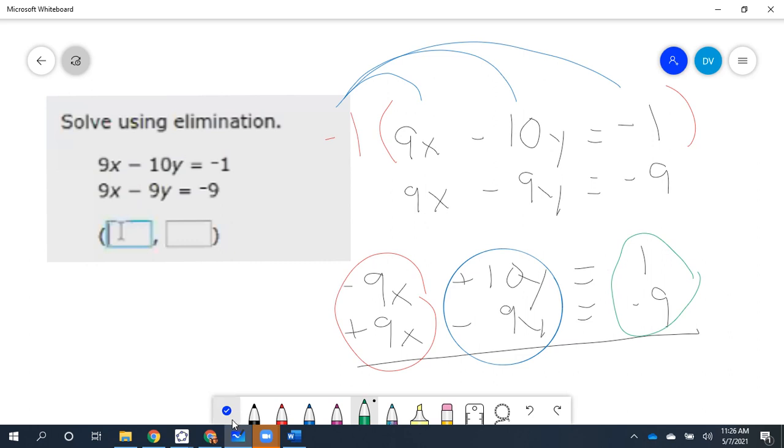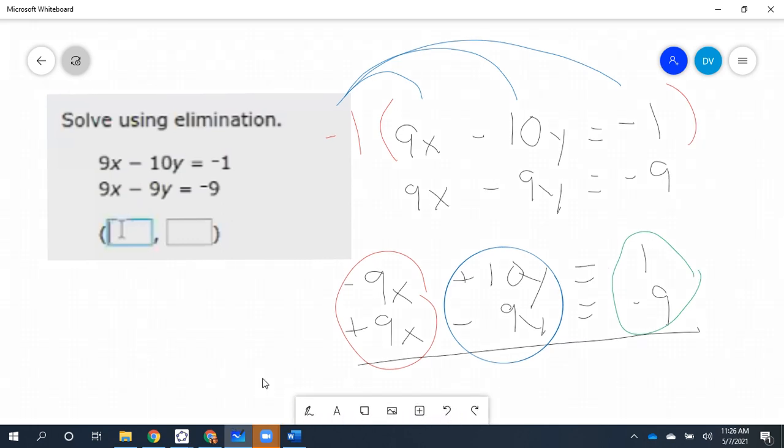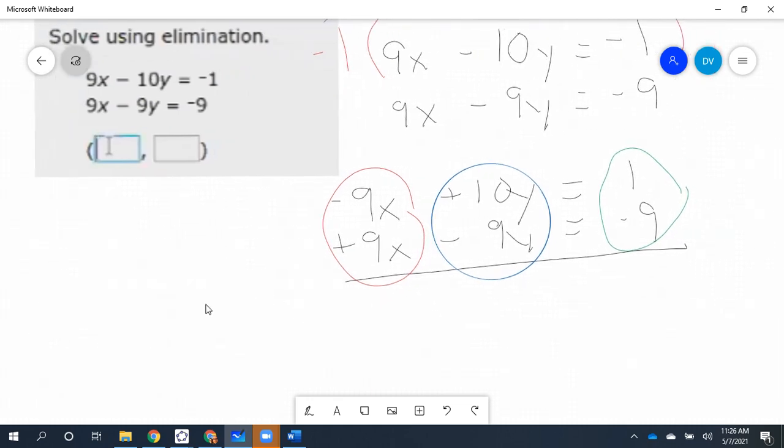Of course, when we add what's in the red circle, a negative 9x and a positive 9x adds up to 0, the easiest number in the world. We don't have to write it. We can just simplify that, cross them off.